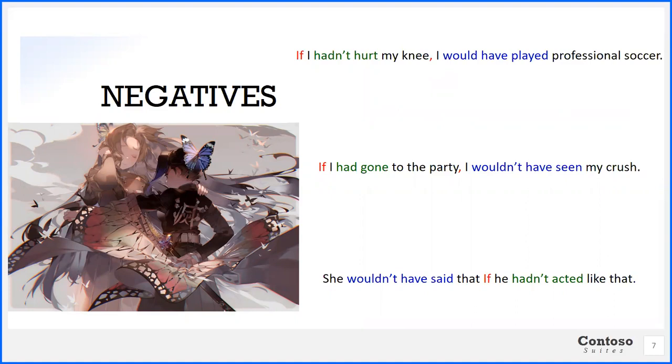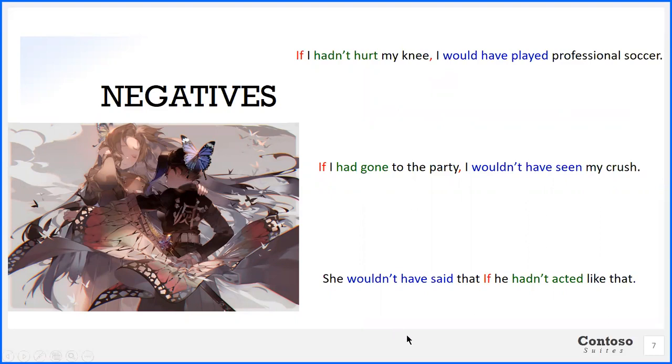Very common. So in this case, we have in green, past perfect. There it is, hadn't hurt. And then in blue, we have would have and the verb in past participle, right? And condition, result. If I had gone to the party, I would have seen my crush, right? So right there, condition, result.